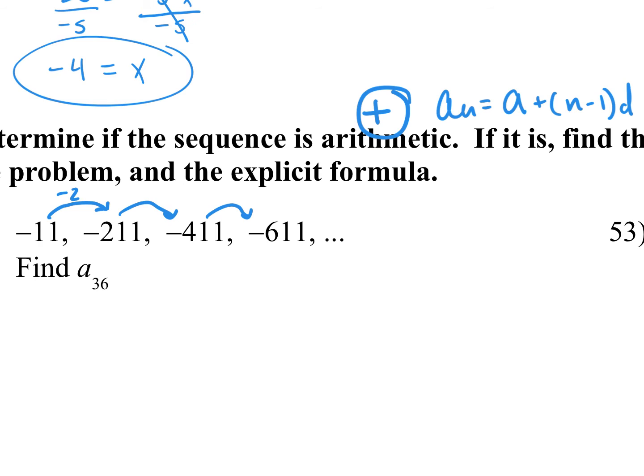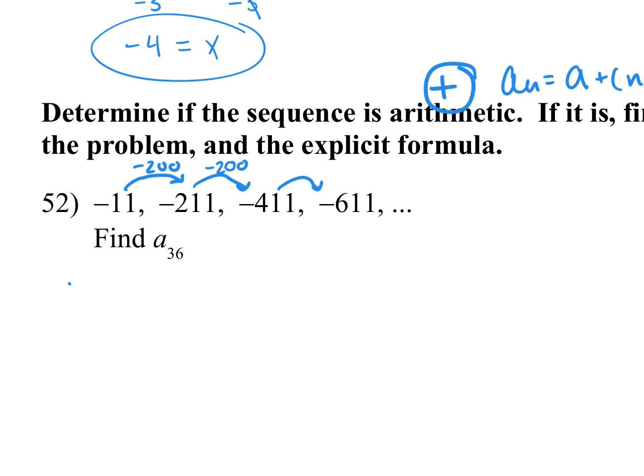What am I adding or subtracting to get from one number to the next? I'm subtracting 200. So if I did negative 11 minus 200, that would give me negative 211. If I subtract 200 again, that will give me negative 411. So my common difference is negative 200. Then I can plug that into my formula. So I have a sub n is equal to, a is the first term, so you always start with the first term, plus n minus 1 times d, which is negative 200.